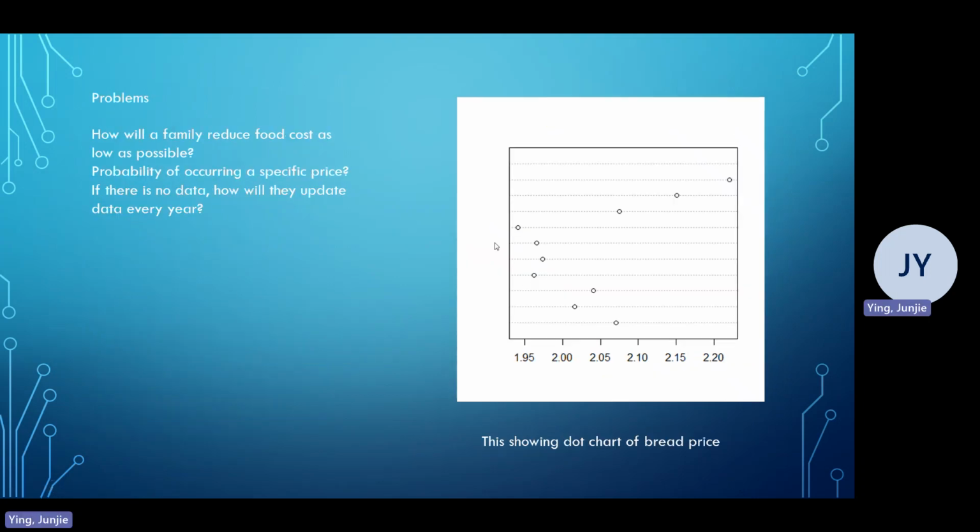Here are the other problems. How will a family reduce the food cost as low as possible? By using the app, what will be the probability of a specific price occurring when they see the price? How can they check the price occurring, and if there's no data, how will we update the data every year? Here is the dot chart of the bread price. If it is labeled, you can show the month when the prices appear.